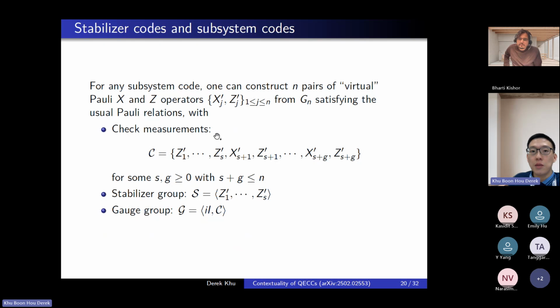And the check measurements in this kind of code, so this is basically rewriting the code in a different basis. And in this new basis, the stabilizer group would just be the group generated by the Z operators up to some point in Zs prime. And the check measurements will be a set of independent generators of this stabilizer group, along with X and Zs of another G more qubits. So all of these would form the check measurements. And these are the measurements for the gauge qubits. So over here, we say that there are G gauge qubits.